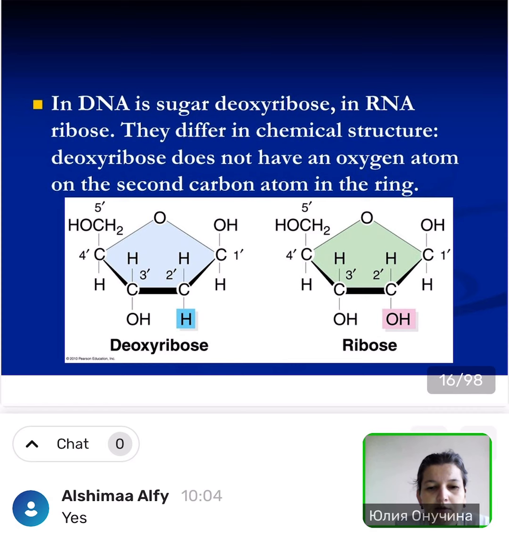So, deoxyribose does not contain an oxygen atom at carbon 2. This is the difference between them. I try to be faster because the lecture is long.